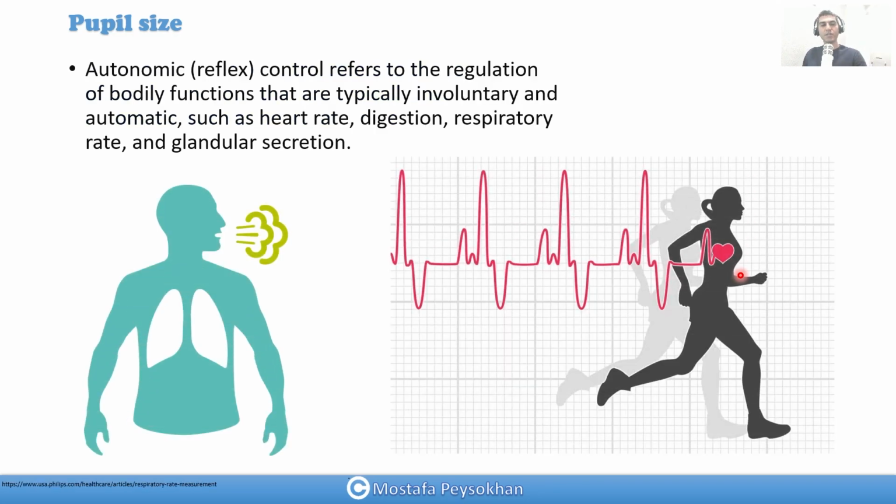We also have another kind of mechanism in our body that we call autonomic reflex control. This kind of process is a regulation or function that is typically involuntary, like breathing, heart rate, digestion. A lot of things in our body are like this. And changing the size of the pupil, which we're going to talk about, is another kind of autonomic control system in our body. So now let's look at how it actually works.